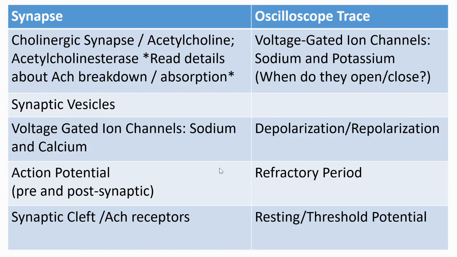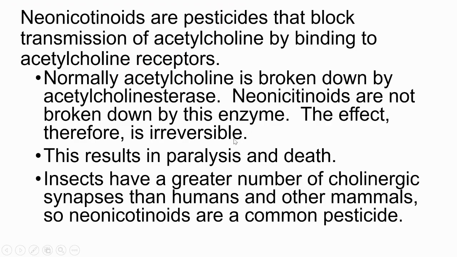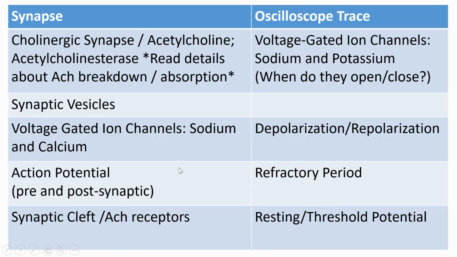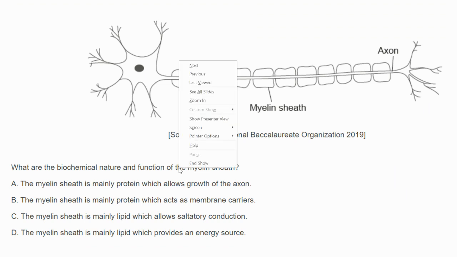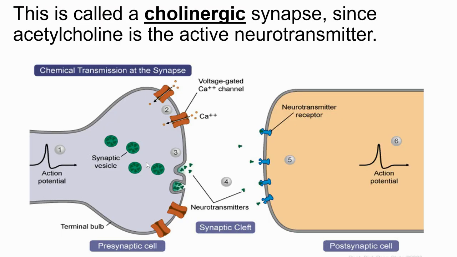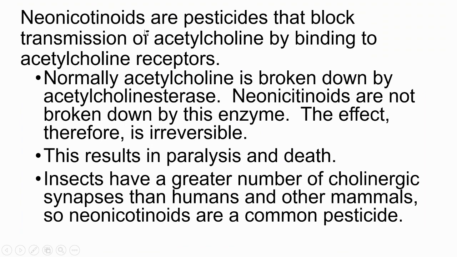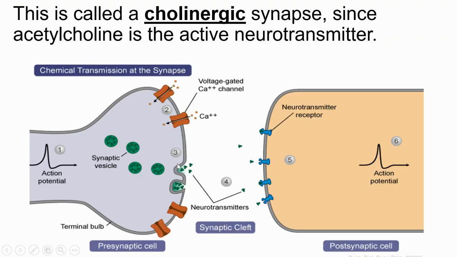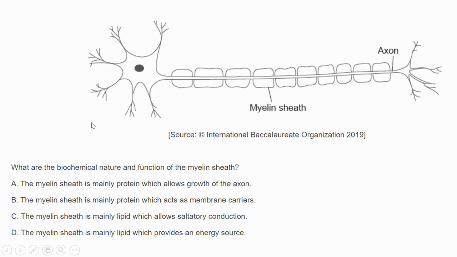Let me pause here. That is the big content from this section. So, can you describe the function of a cholinergic synapse? Can you describe the way in which a neonicotinoid pesticide will interrupt the normal functioning of this cholinergic synapse? And then I'm going to wrap again with another exam question. This question reads basically this: what are the biochemical nature and function of the myelin sheath? Take a second, pause the video, think it over.